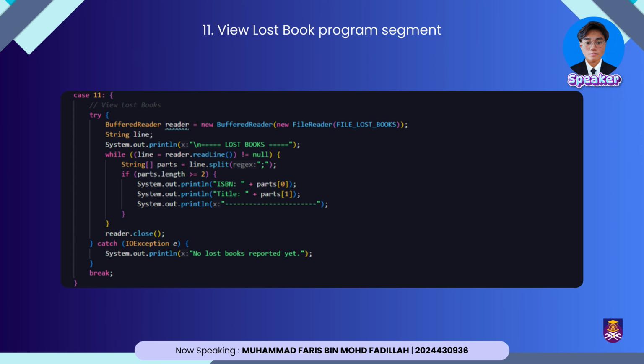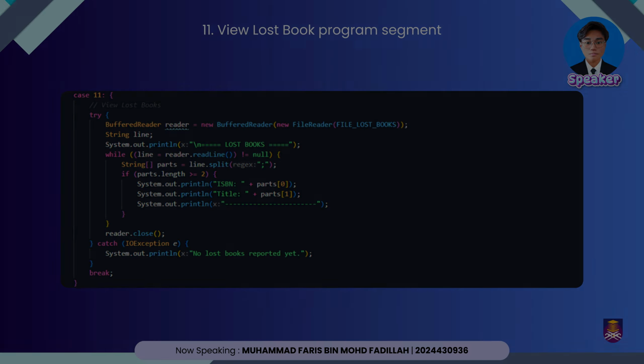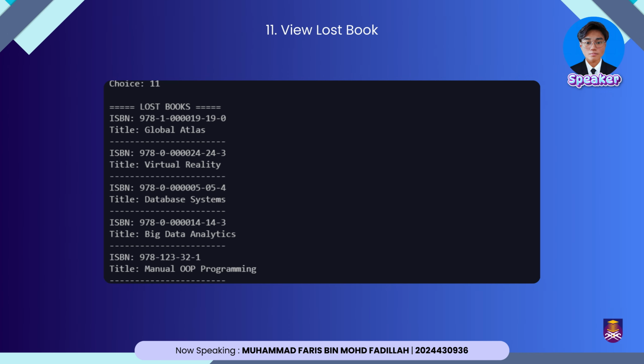Next, this case allows the user to view all the lost books that have been reported. The system tries to open the lost book file using a buffered reader. It reads each line in the file. For every line, it splits the content by semicolon to extract the ISBN and title of the lost book. If data is found, it prints the ISBN and title to the screen. If the file does not exist or cannot be read, the system will show no lost book reported yet. This feature gives admins or users a simple way to track all reported lost books. And this is a simple interface for this case.